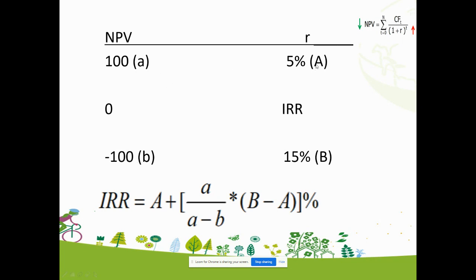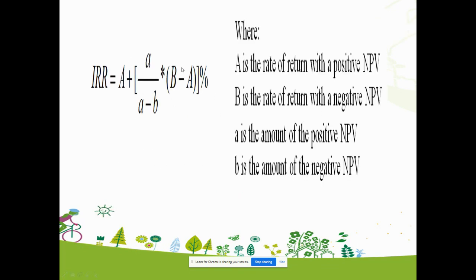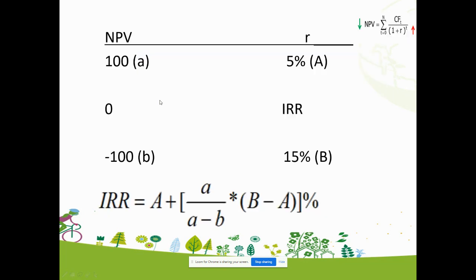So you have four figures here. Actually, the four figures will be the figures that you need in this formula. As you can see, capital letter A, capital letter B, small letter a, and small letter b are the four figures here. It means that as long as you have these four figures, then you can use the interpolation method to calculate the IRR.